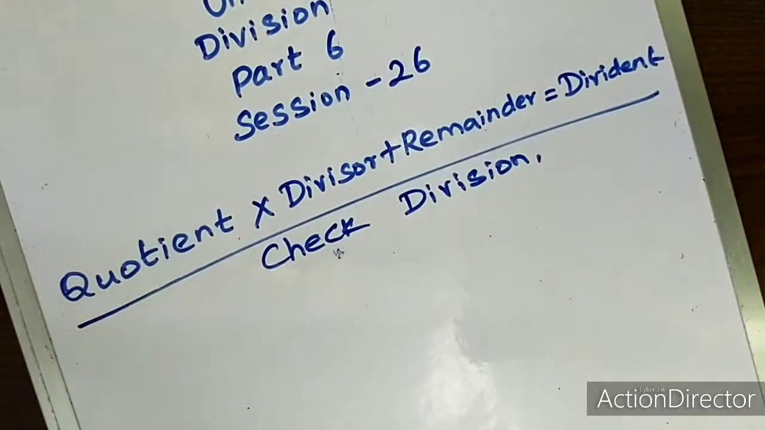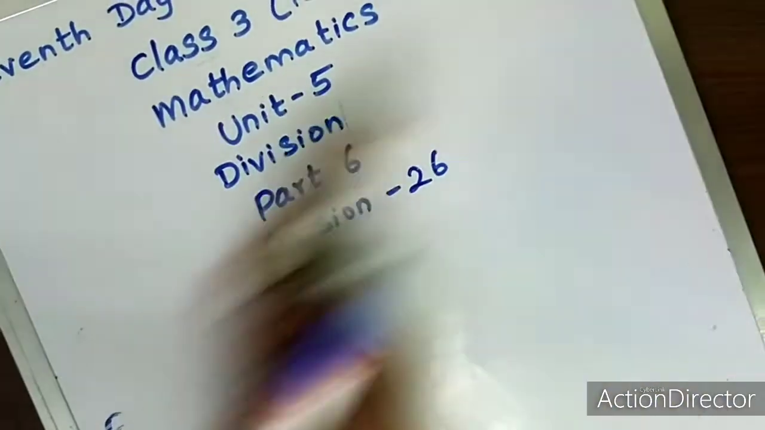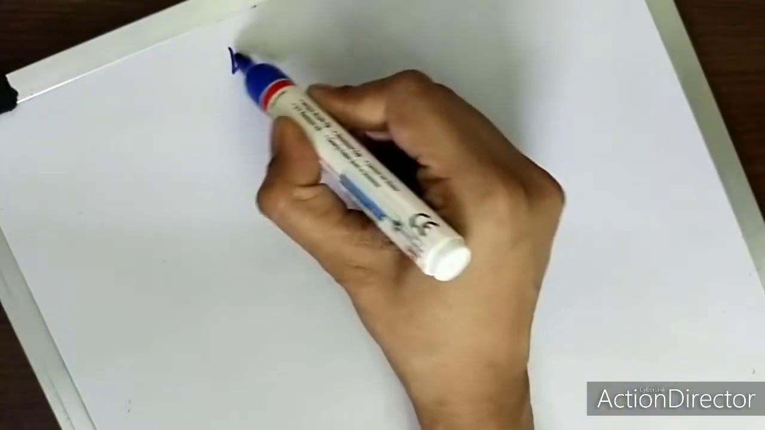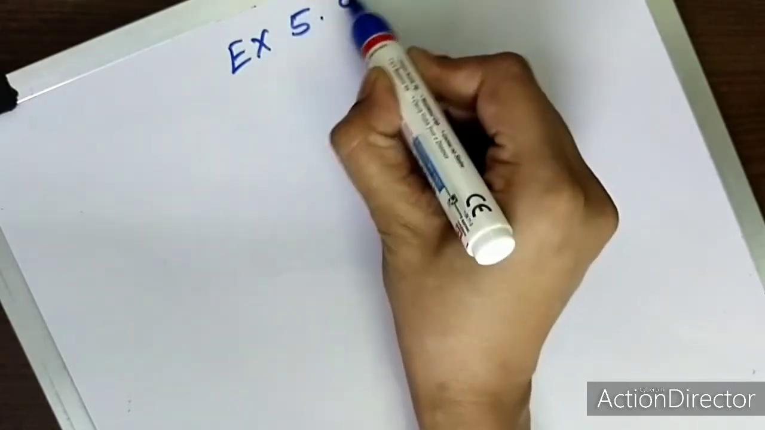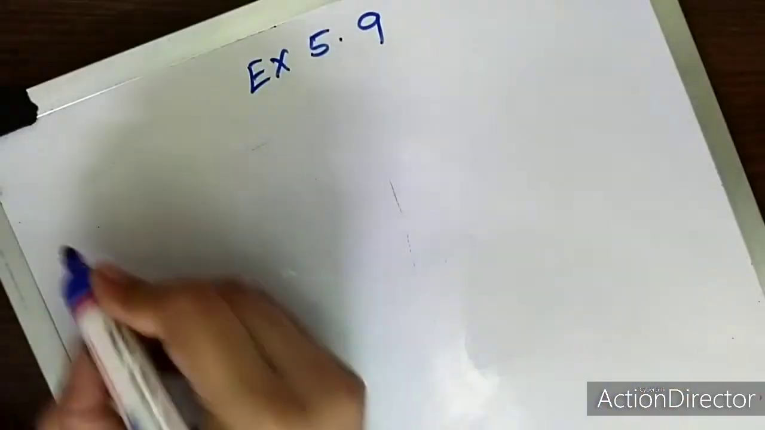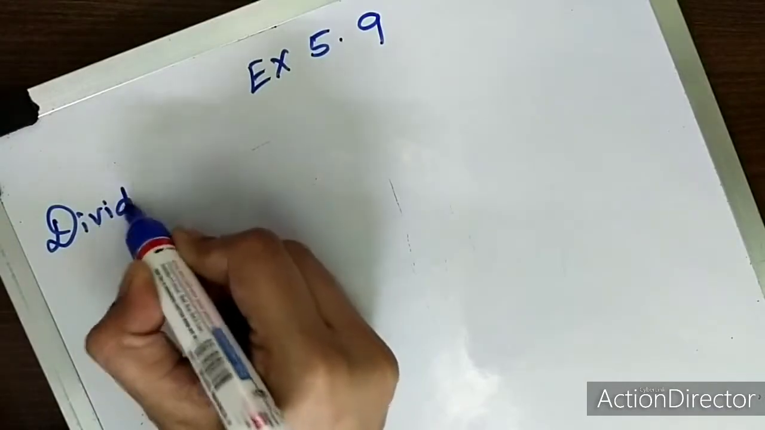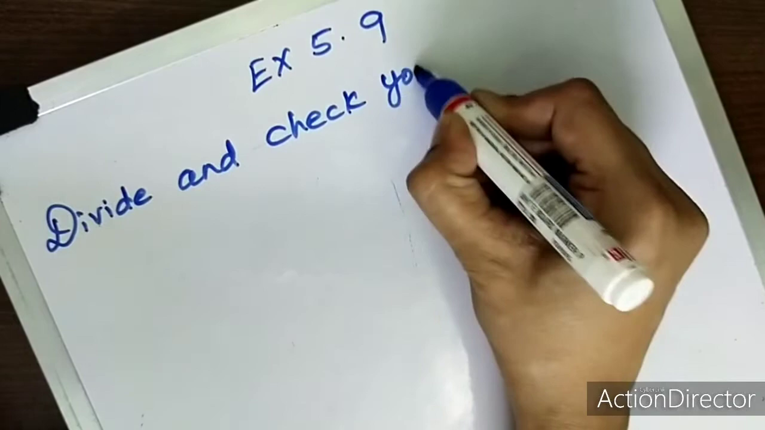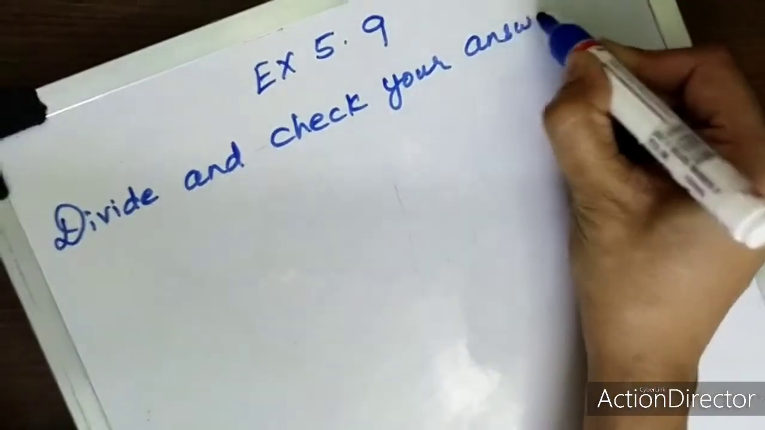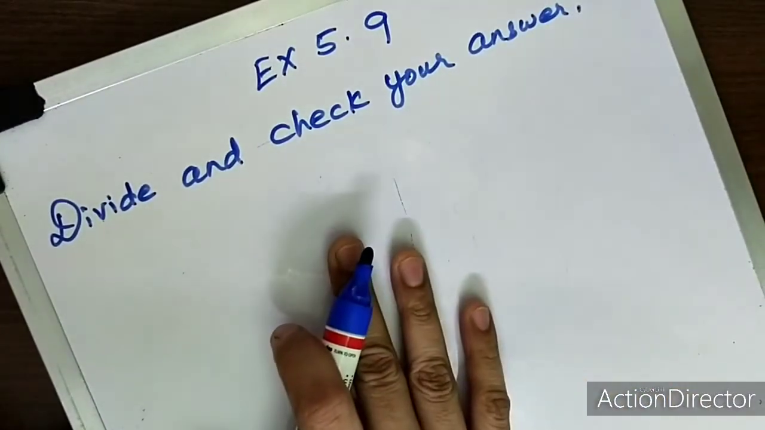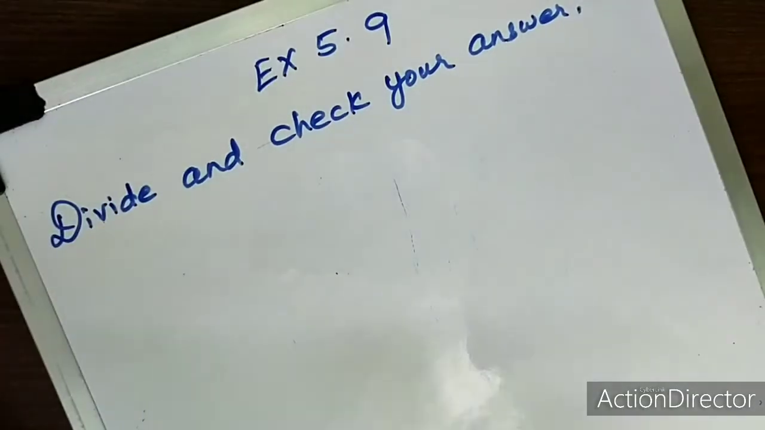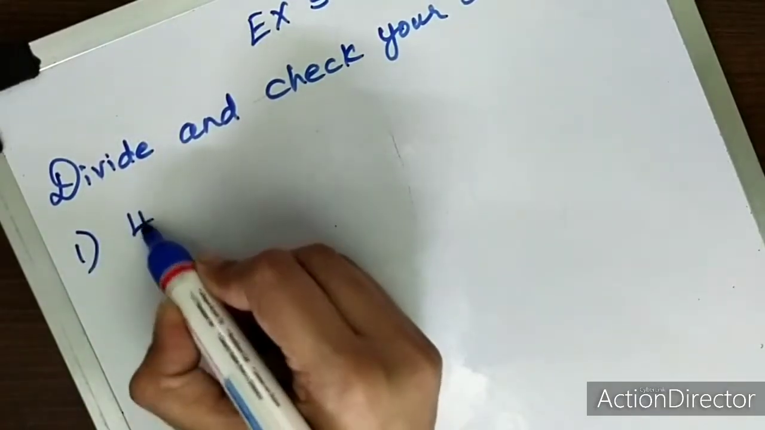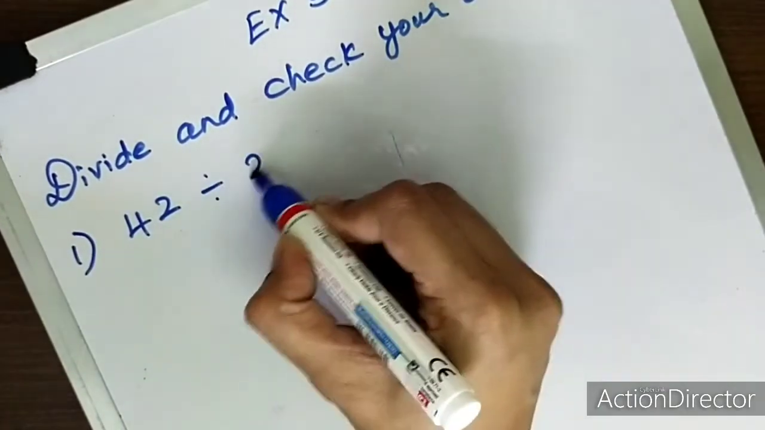Exercise 5.9. Divide and check your answer. We are going to do the long division and use the formula to check the division also. So the first sum is 42 divided by 2.